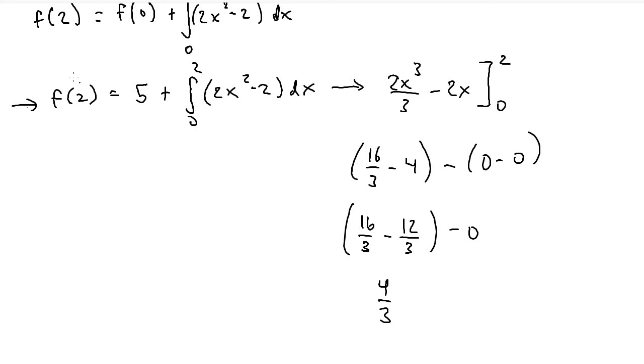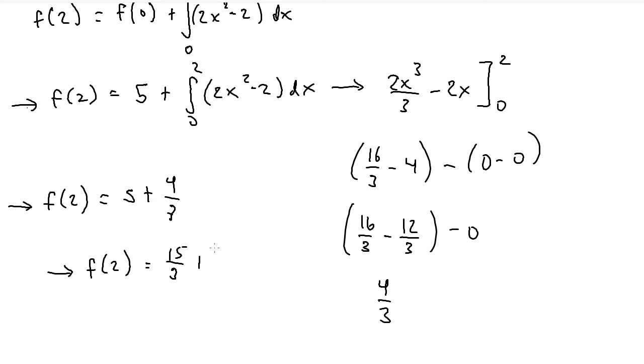Once again, f of 2 is equal to 5 plus the integral from 0 to 2 of 2x squared minus 2, and we found the integral to be equal to 4/3. So f of 2 is going to be equal to 5 plus 4/3. If we put common denominators, we get 15 over 3 plus 4 over 3, and that's going to be equal to 19 over 3. So that is the value of f of 2.